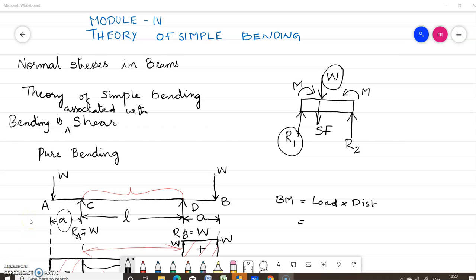Good morning, students. Now we'll study Module 4, Theory of Simple Bending. In this chapter, we'll deal with normal stresses in beams. So we have to study the theory of simple bending.